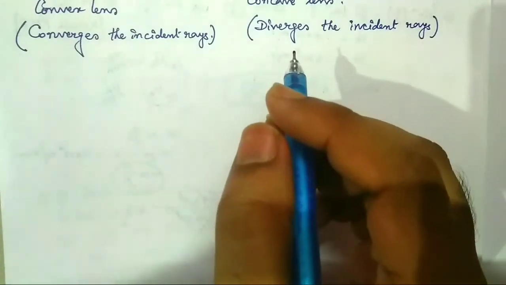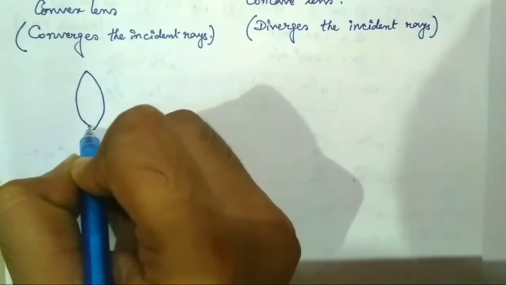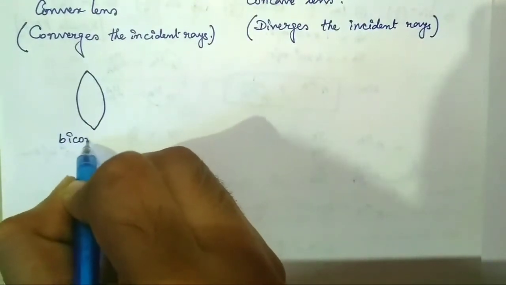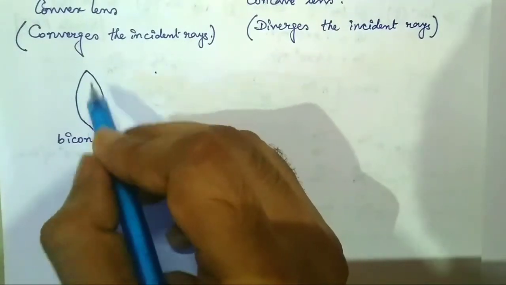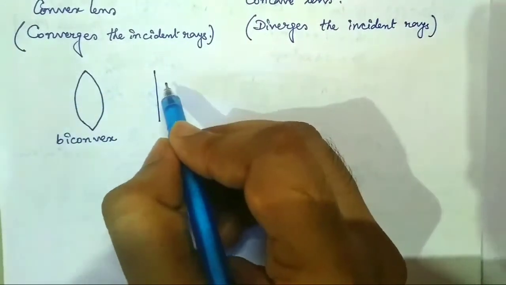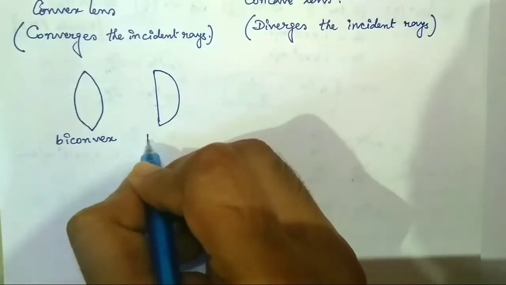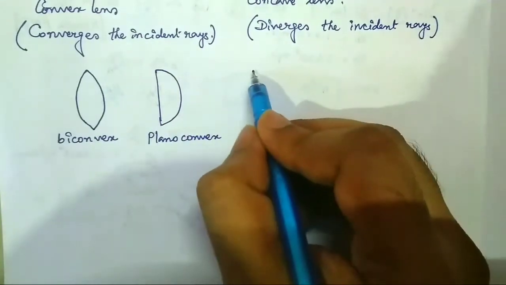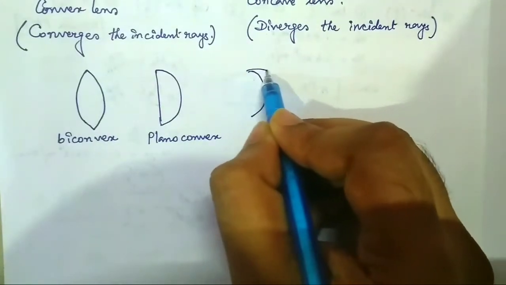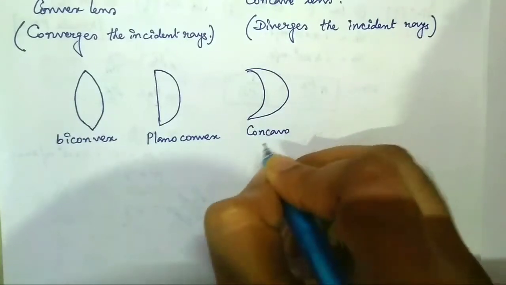Now let us discuss some types of lens. This is a biconvex lens. Please note down with me. Here the two sides are spherical. If one of the refracting surfaces is plane, it is then a plano-convex lens. Okay. Now this is, we all know, the concavo-convex lens.